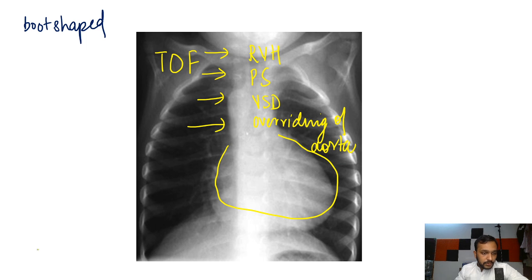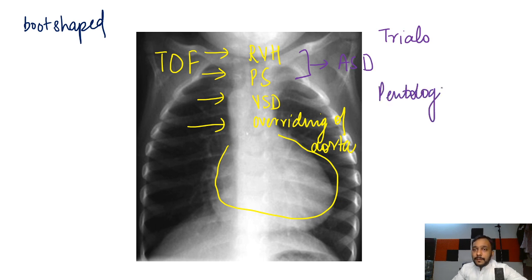Guys, you also need to know the trilogy of Fallot. Basically, trilogy of Fallot includes two of these things plus ASD, and you need to know the pentalogy of Fallot. In that, the extra thing that is included is ASD, along with the four components of tetralogy of Fallot.